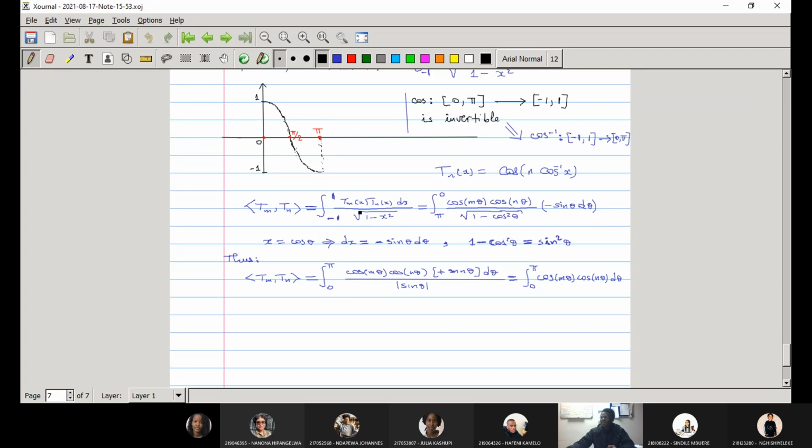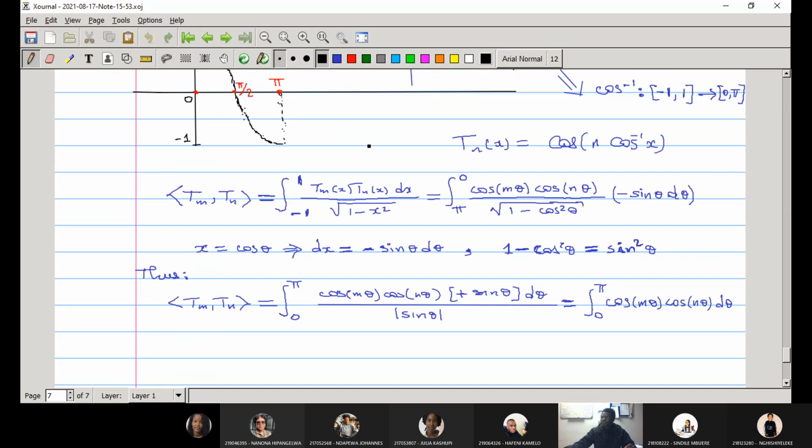Okay, now this is where we stop, right? We stop here. We're supposed to substitute the values and integrate. So we can proceed from here. So you agree with me? By definition of Tm(x) and Tn(x), you can substitute the values there, right?